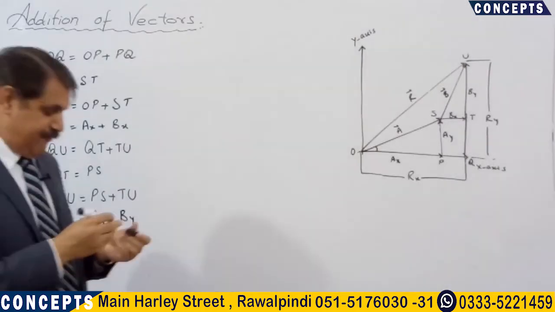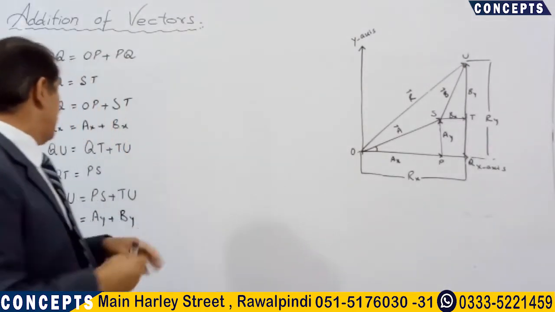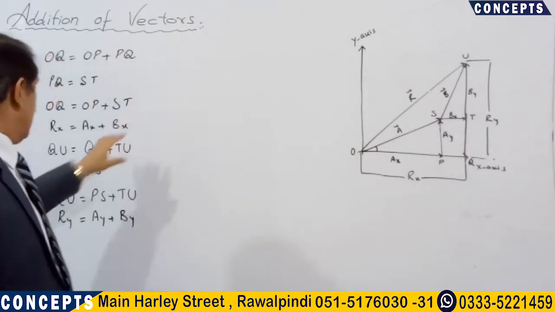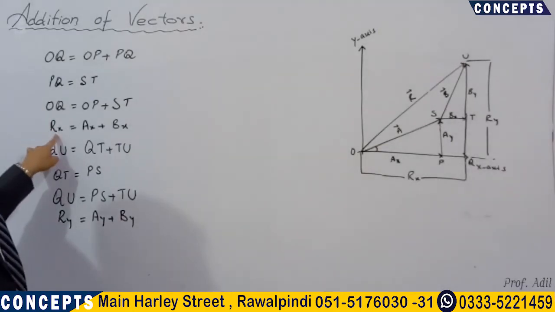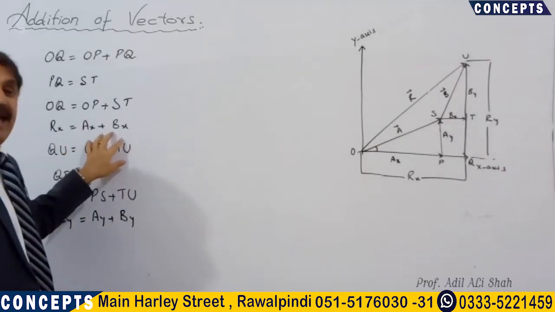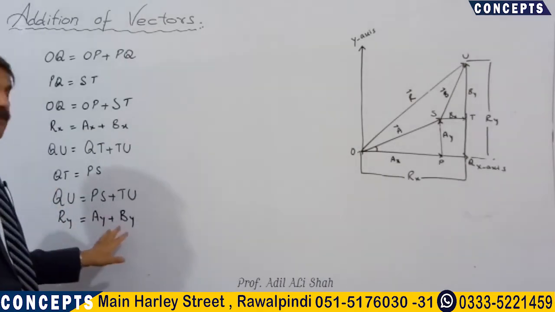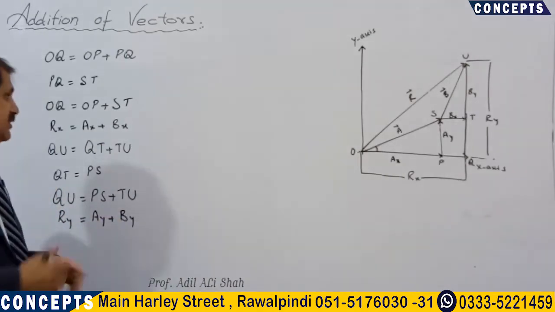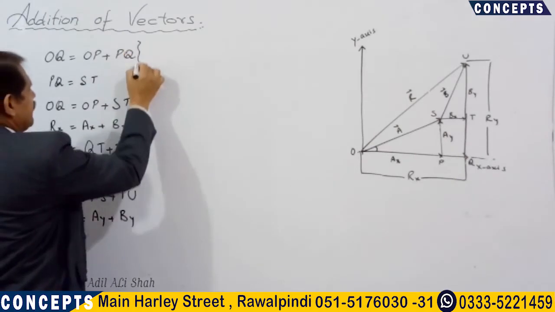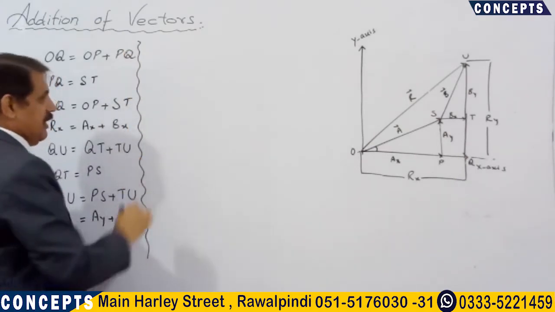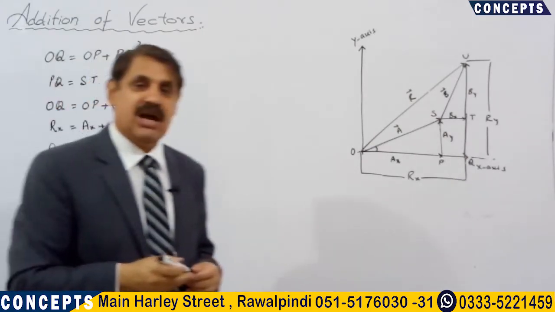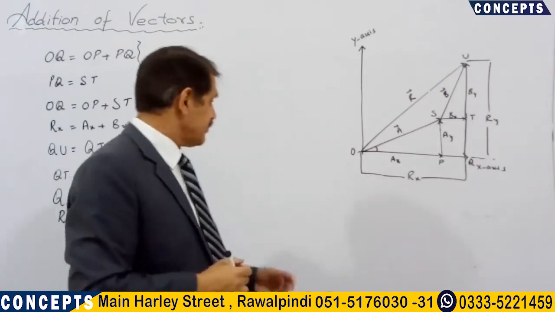Now, we have proved with the help of geometry that the x component of the resultant vector is the sum of all x components, and the y component is equal to the sum of all y components. We can also prove it by the vectorial method, or with the help of vectors.